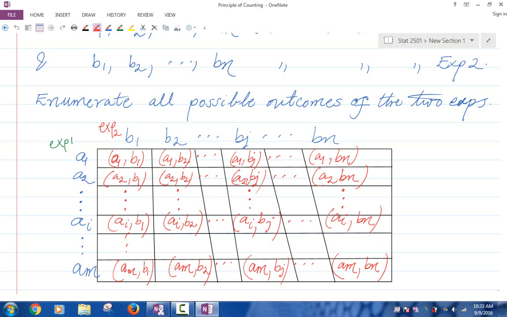Is that obvious that I have m times n entries in the table? Is everybody clear on that? I have m times n entries in the table. Any questions on that? So that shows that the two experiments have mn possible outcomes.